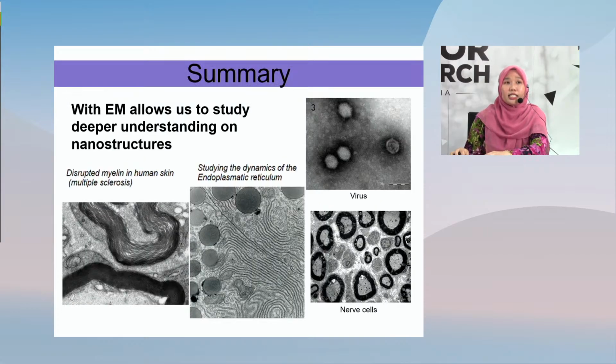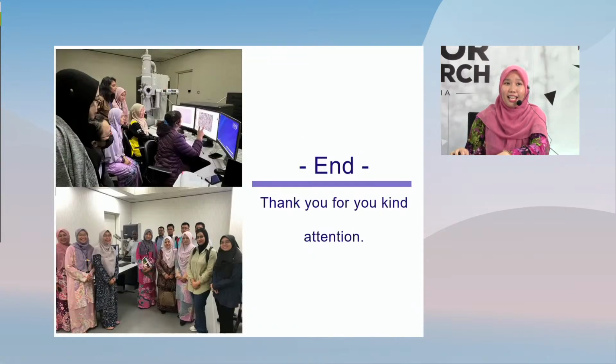Again, in summary, EM allows us to study nanostructures with deeper understanding. These are examples of the studies that we have done. We studied the disruption of myelin in human skin in multiple sclerosis. We can study the dynamics of the endoplasmic reticulum, viruses, nerve cells, and other parts that I think were covered by our first speaker just now. And I guess that's all we know about electron microscopy.